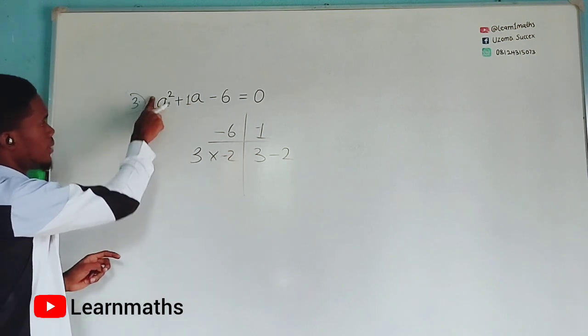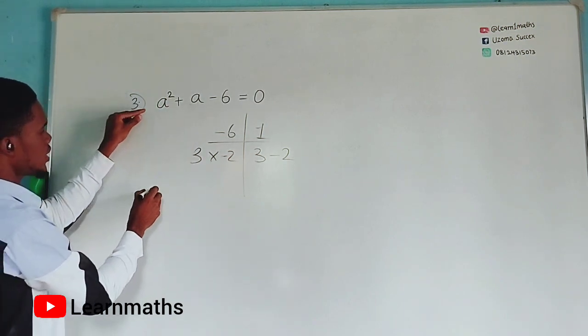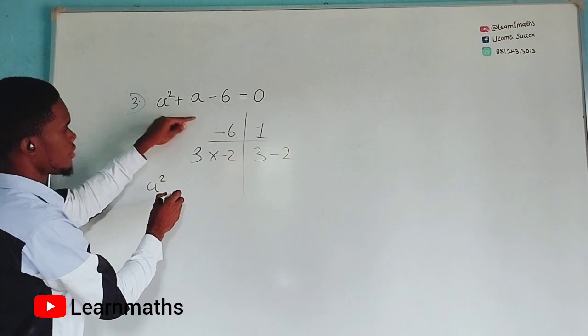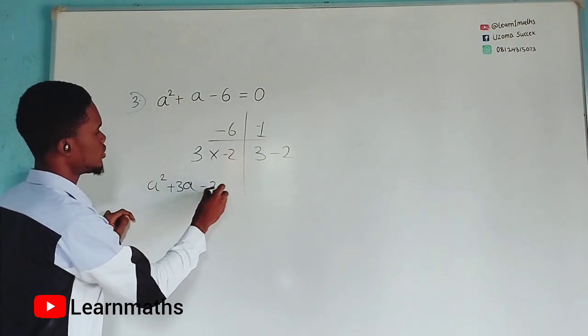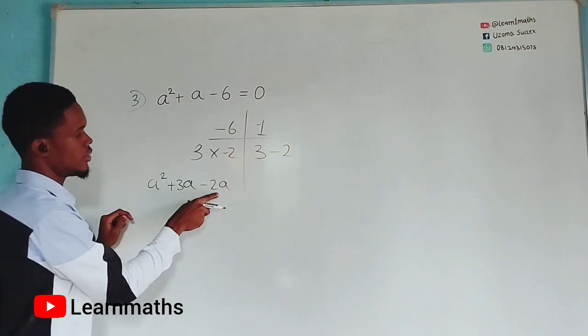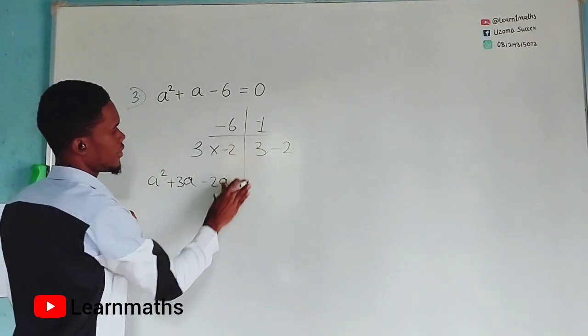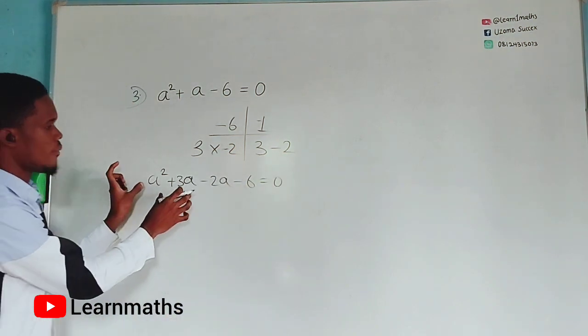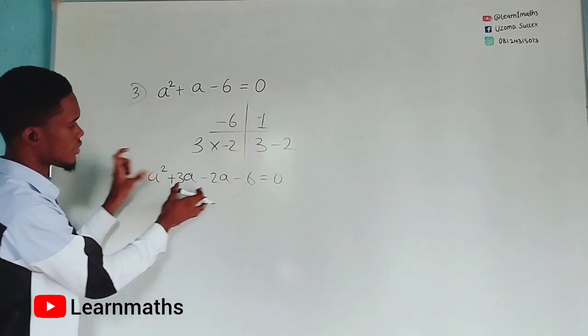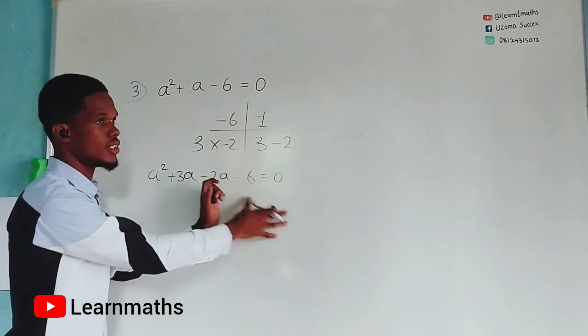Let's replace the middle term now with these two numbers. So we are going to have a squared plus 3a, minus 2a. You see, 3 and minus 2. I've replaced the middle term. Then we have minus 6 here equal to 0, right? So now we have four terms. We factorize the first two terms, and we factorize the other two terms.